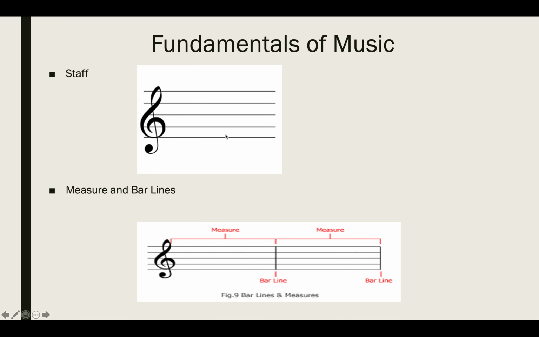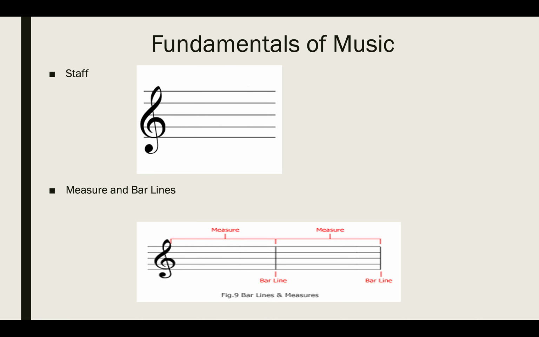So the first one is your staff. The staff has 5 lines and 4 spaces. And this is where you put the notes. The thing on the leftmost part is called the G clef. And usually, if you play the piano, it's the right hand that plays the side of the G clef.